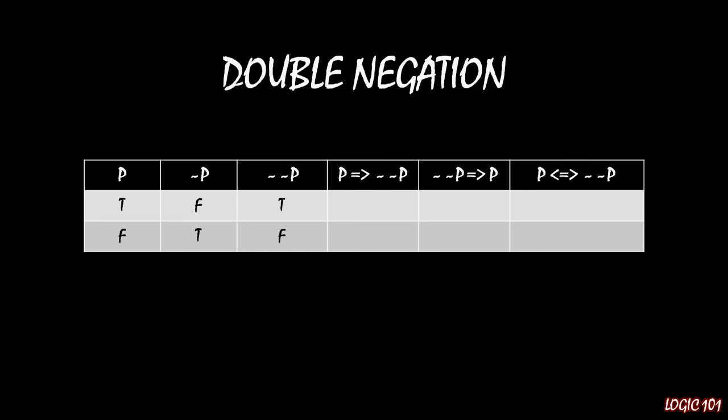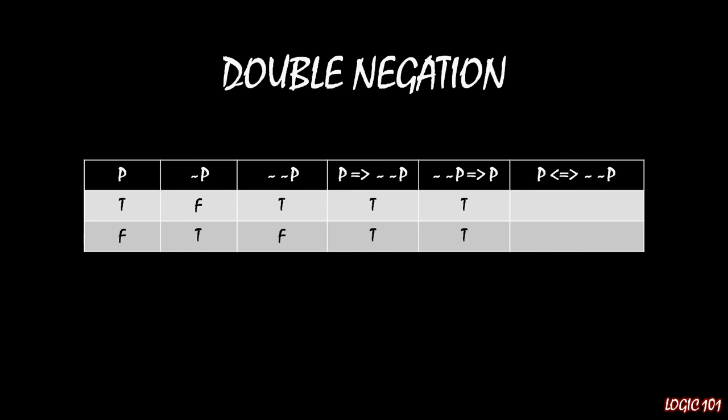Let's take a look at the fourth column here. We have P implies not not P. So in the first row, that's true because both of those are true. And in the second row, it's true because we have vacuous truth as a result of P being false. So that holds true, just like that. And then in the fifth column, not not P implies P. Well, in the first row, both of those things are true. And in the second row, not not P is false. So we have vacuous truthfulness there. And so we get true.